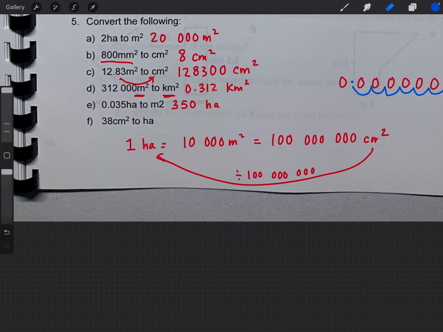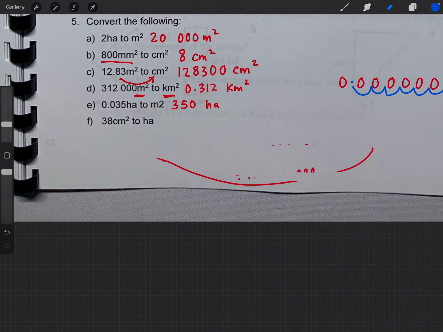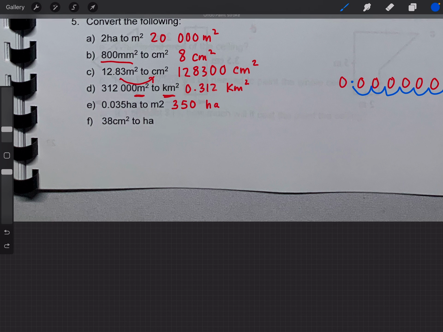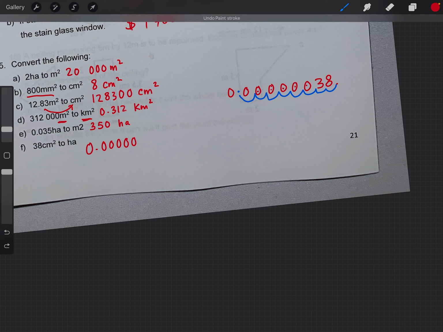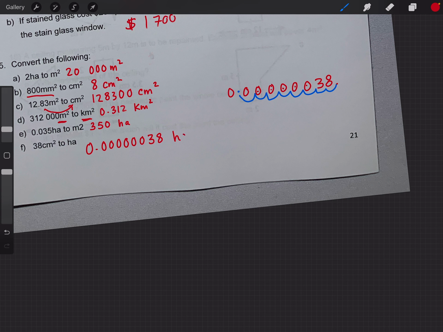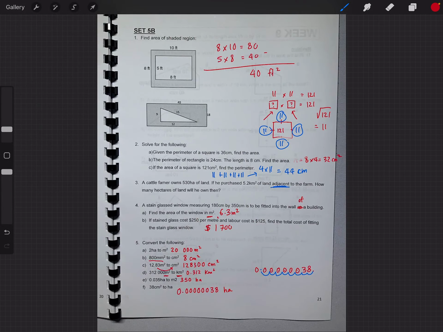Alright, so let's rub this out. And now we can say this is going to be 0. Oh, put this in red. 0 point, how many zeros we got? We got 1, 2, 3, 4, 5, 6. So 1, 2, 3, 4, 5, 6. And then you got 38. And there's your answer in hectares. Okay, so that's done. Hope that helps.